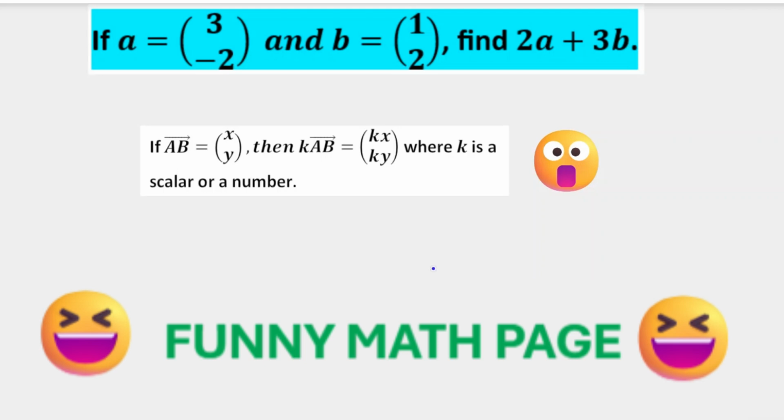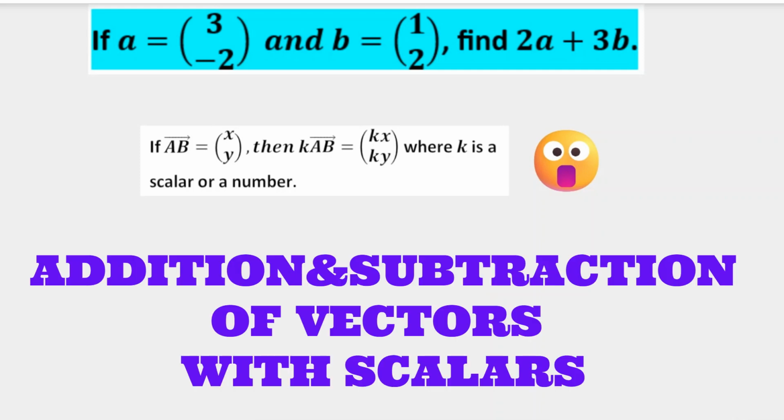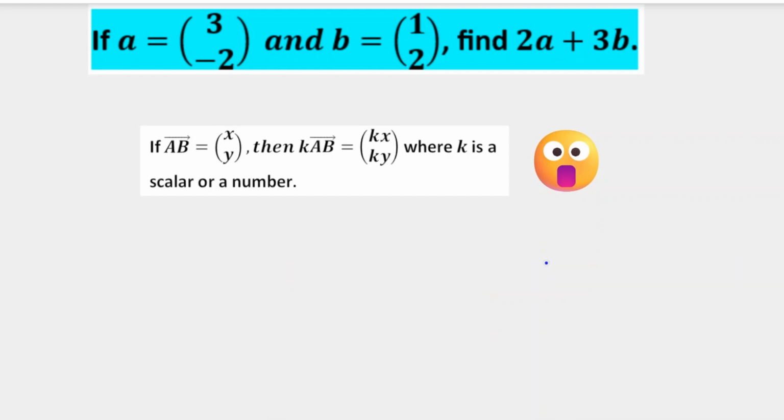In today's lesson, we continue with addition and subtraction of vectors, but this time we are adding scalar multiplication to it. So let's begin. So we have this question here. Before we answer the question, let's say something here. You have to know how to multiply a scalar by a vector. We call it scalar multiplication.